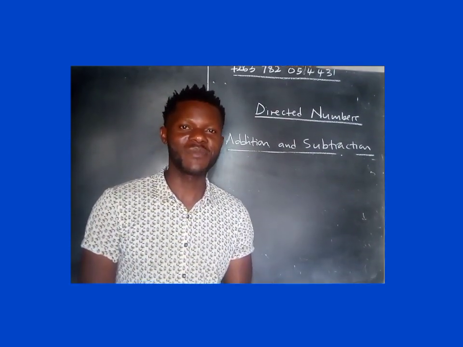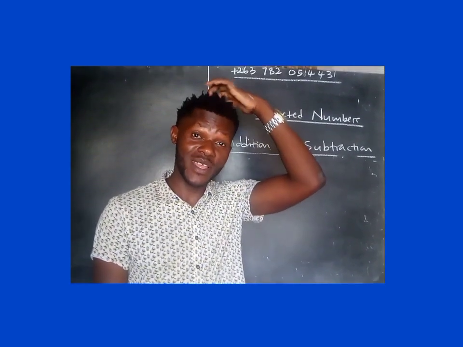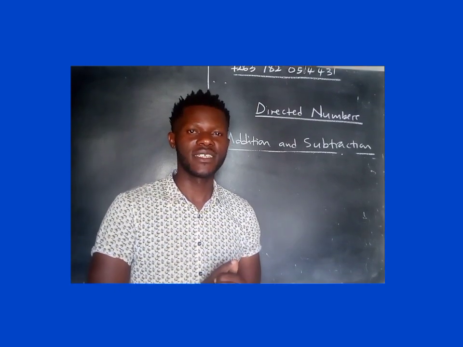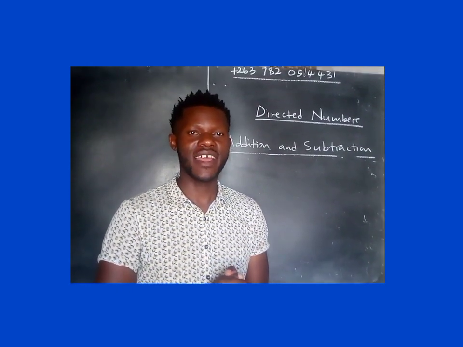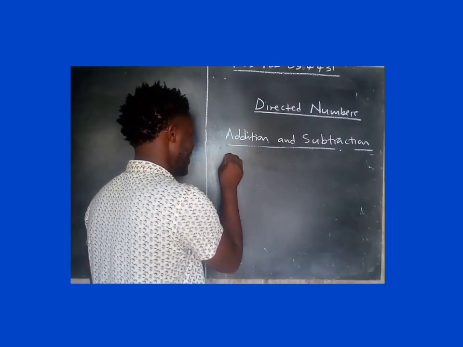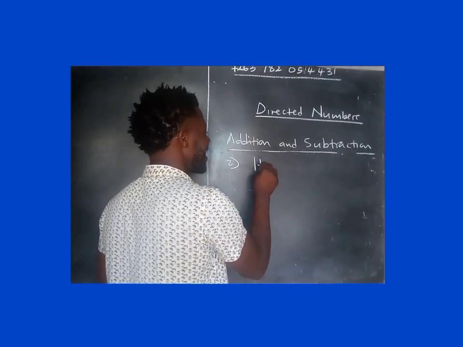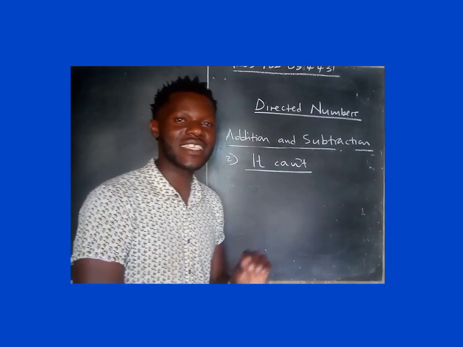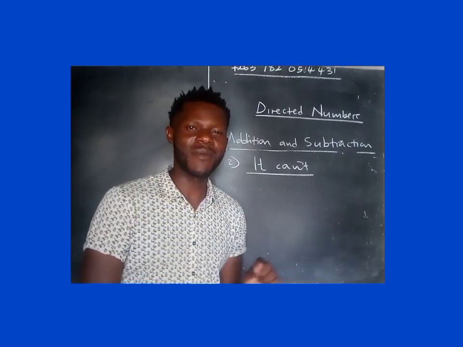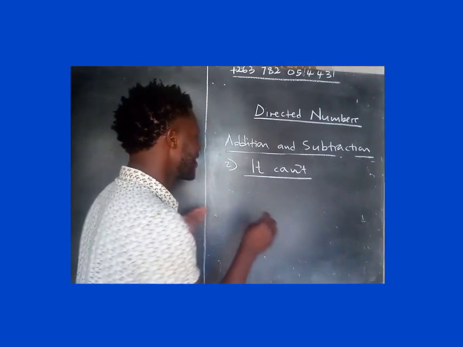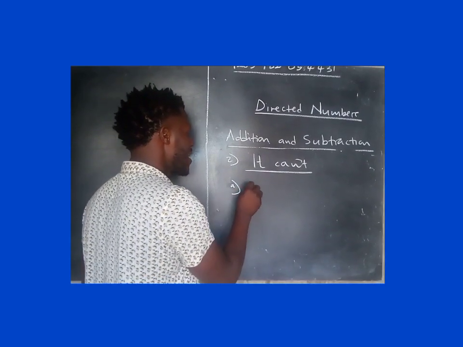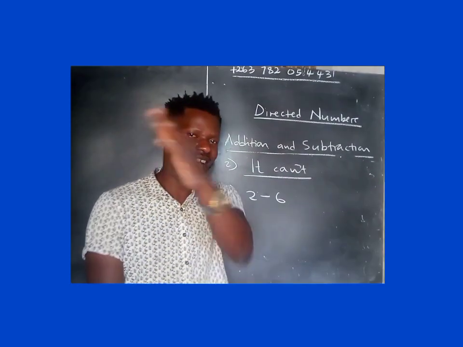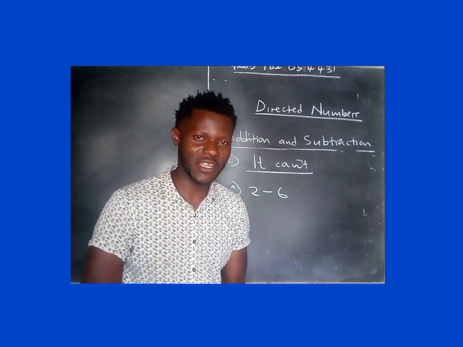Right. After the opposing method, we have this other scenario that you will come across in addition and subtraction of directed numbers. I would like to call this one "it can't." How crazy is that? It can't. We used to do this in primary education, whereby you face a smaller number subtracting a bigger number. The answer was a symbol, it can't. For instance, they say simplify 2 minus 6. In primary education, we used to say it can't, but now it can in secondary education.